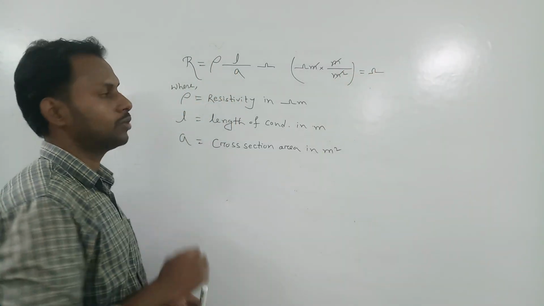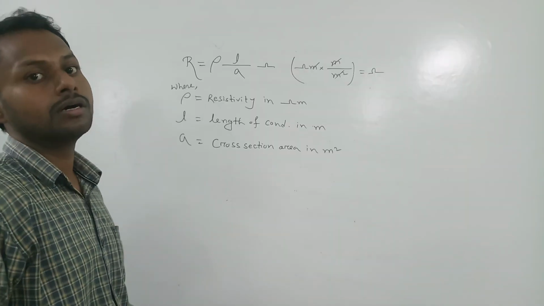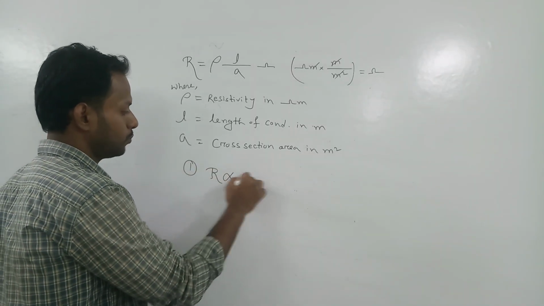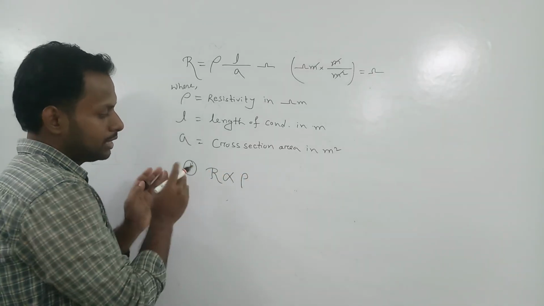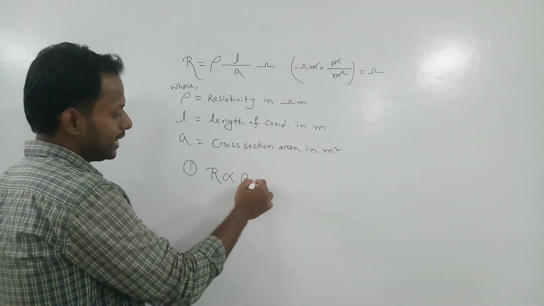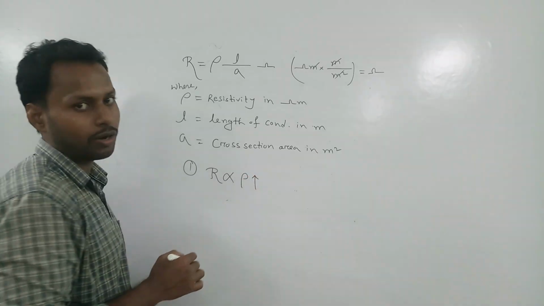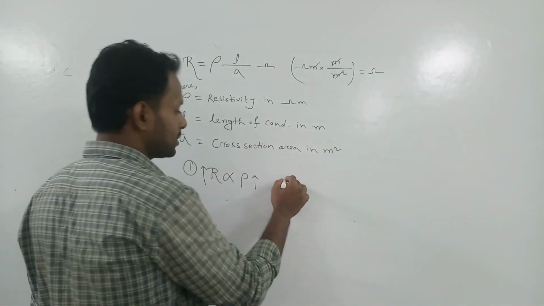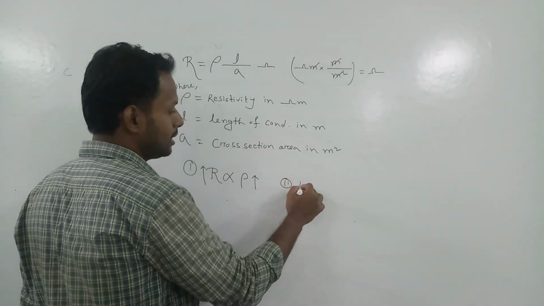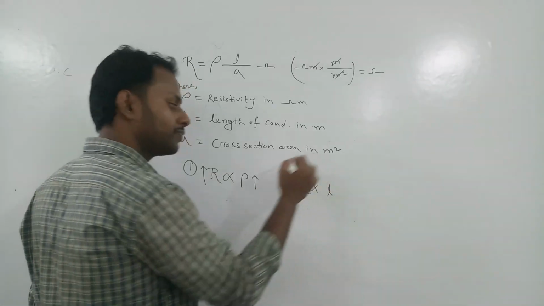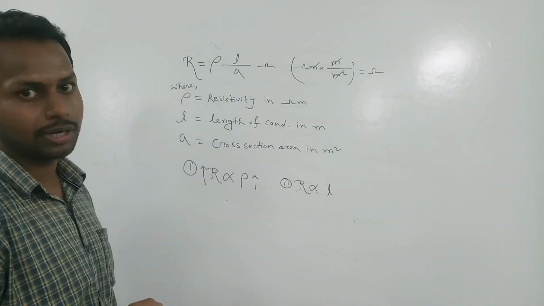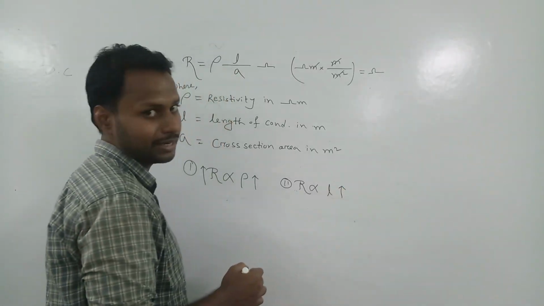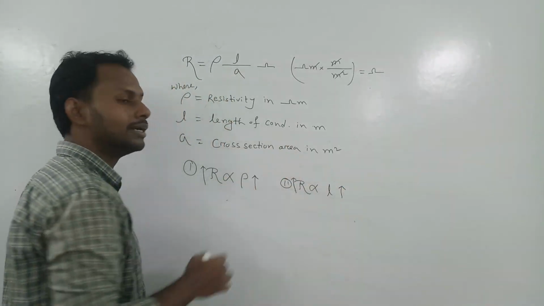So based on this formula, we see what the resistance depends on. First one is R proportional to rho. The proportional sign means directly proportional. It means that if we increase the resistivity of any material, then the resistance also increases. Come to the second formula. The second formula suggests that R is proportional to L. Here also is a directly proportional relation. If we increase the length of any conductor, it also increases the resistance.